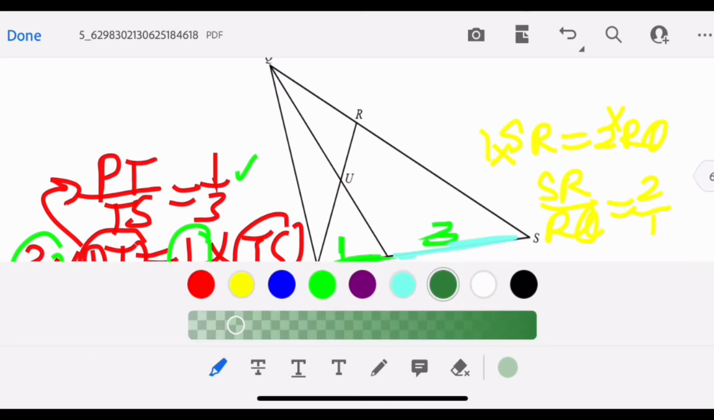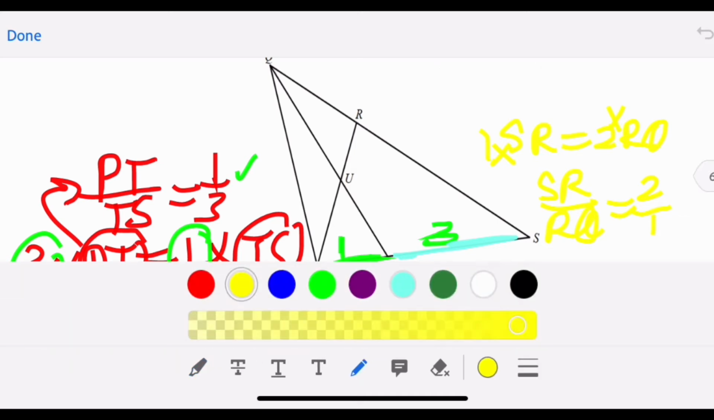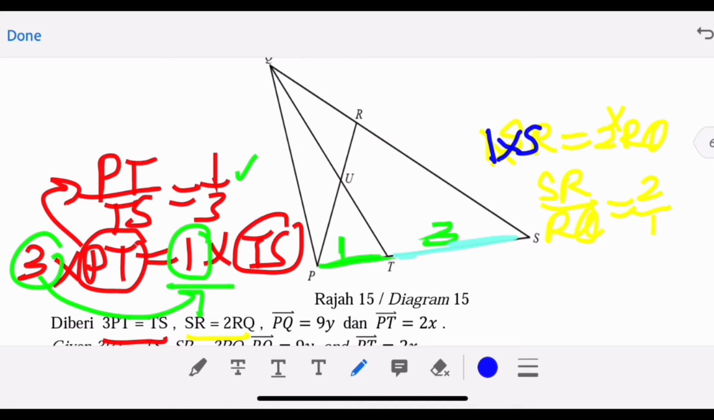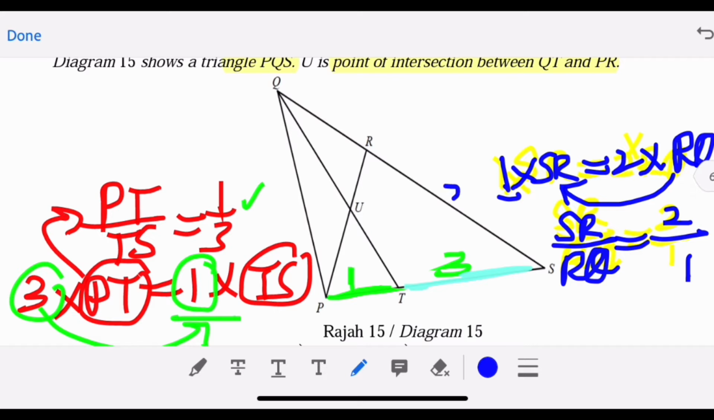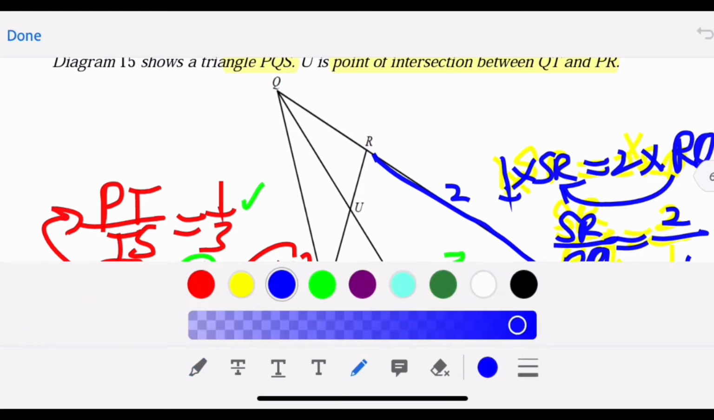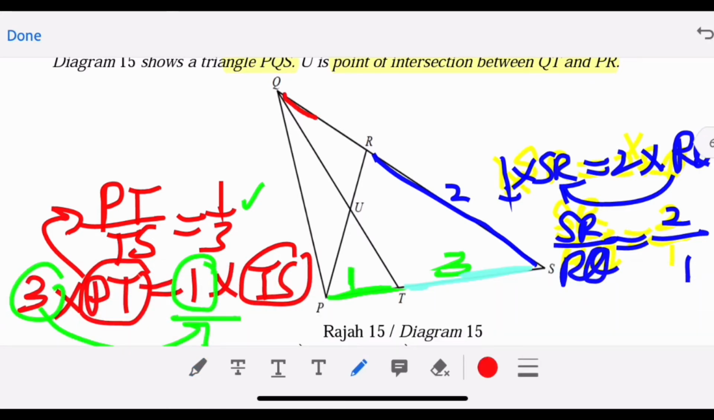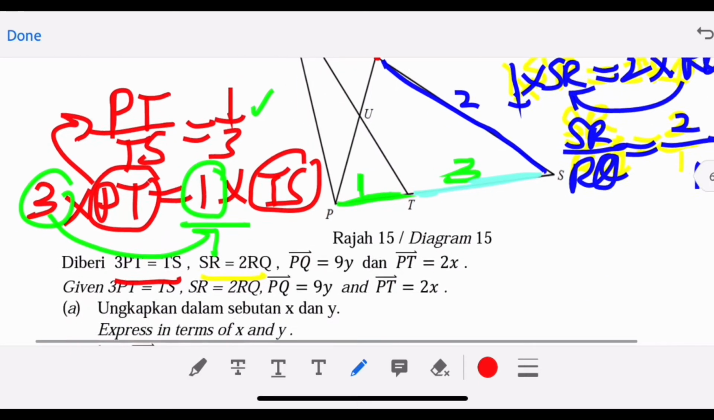So let's see, this is 1 times SR, right? And then this is 2 times RQ. So if you bring over SR over RQ, then this 2 is at the right, the 1 you bring over is 2 to 1. So SR is 2. From here to here is 2. And then it looks like logic. From here to here, RQ is 1. So we have the ratio.